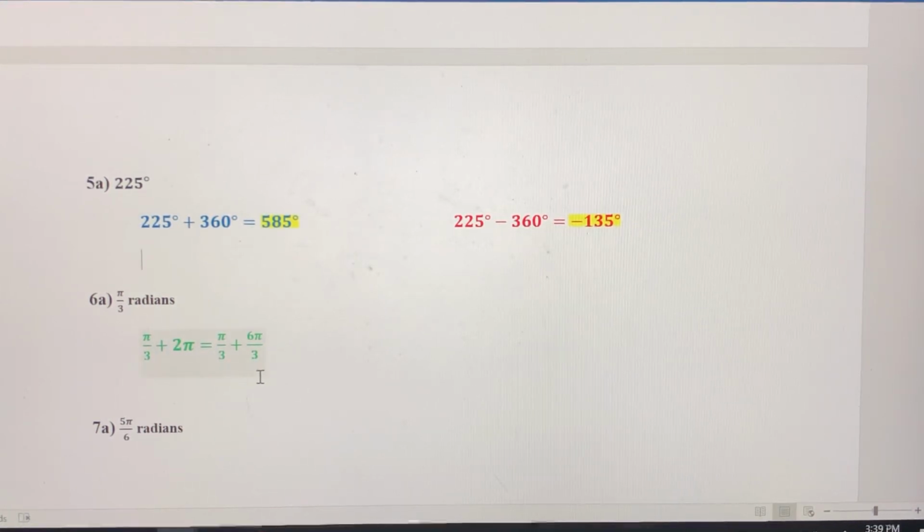So now I can combine these. That would be 7 pi over 3 radians. So pi over 3 and 7 pi over 3 are coterminal. Subtract 2 pi. Again, we want to get a common denominator. So I'm going to subtract 6 pi over 3 from pi over 3, and that gives me negative 5 pi over 3 radians. So these three angles in radian measure all have the same terminal side.